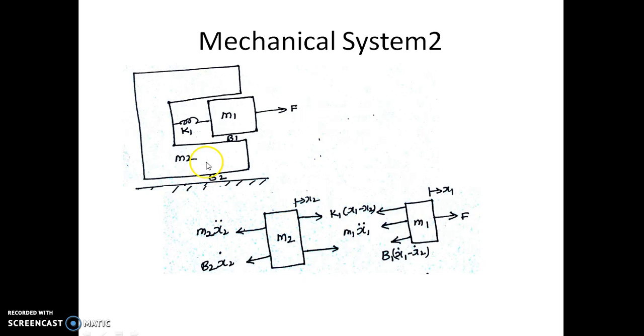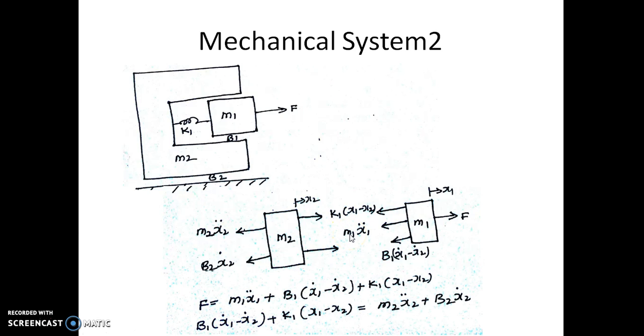The opposing forces are due to the mass, which is M2 into x2 double dot, and due to friction it is B2 into the velocity. So we can write the equation for this by simply writing the acting force on one side and the opposing forces on the other side. Now this is the free body diagram and its integro-differential equation. So the applied force is equal to the opposition due to the mass, the friction, and the spring constant. These two will act like the acting force for M2, and it is being opposed by the friction and the mass.